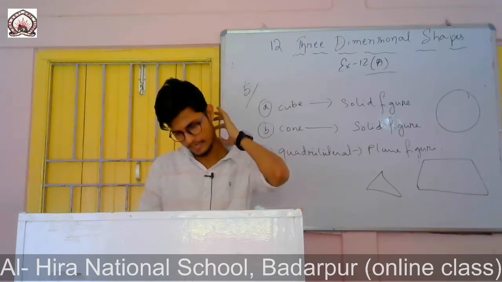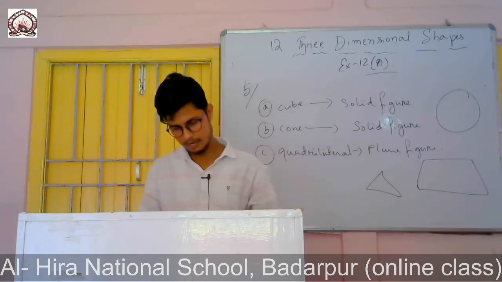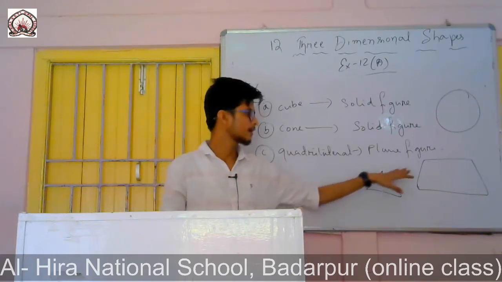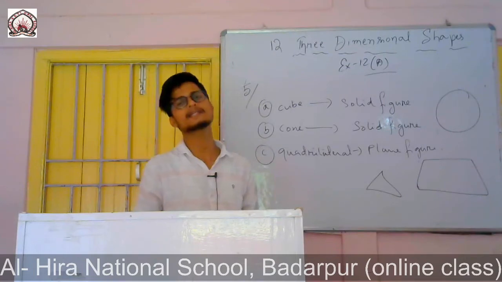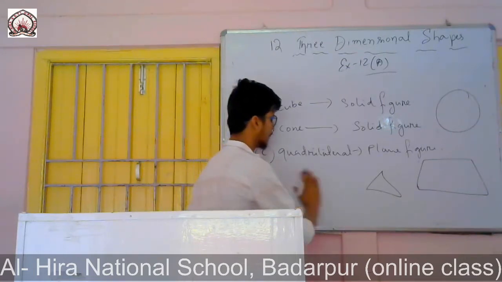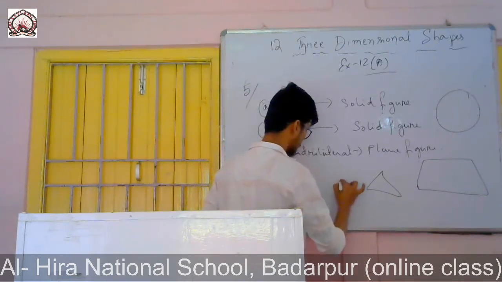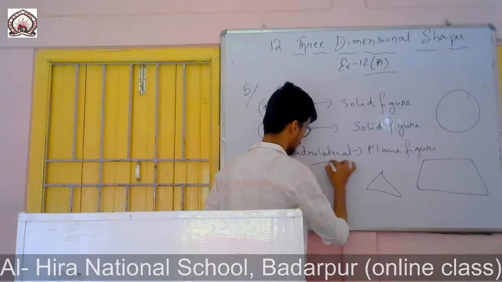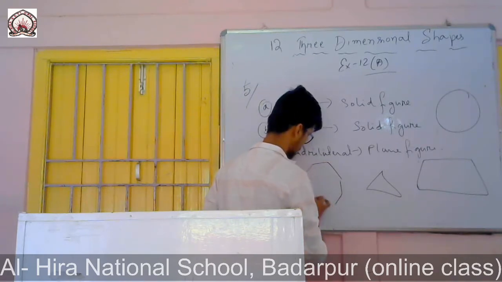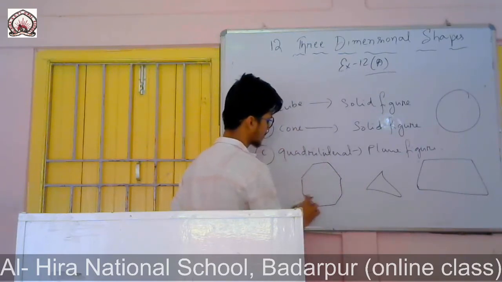So then comes I, octagon. Octagon, that means any closed figure that has 8 sides. So I can draw it like this. 1, 2, 3, 4, 5, 6, 7, 8. So a closed figure, 1, 2, 3, 4, 5, 6, 7, 8.